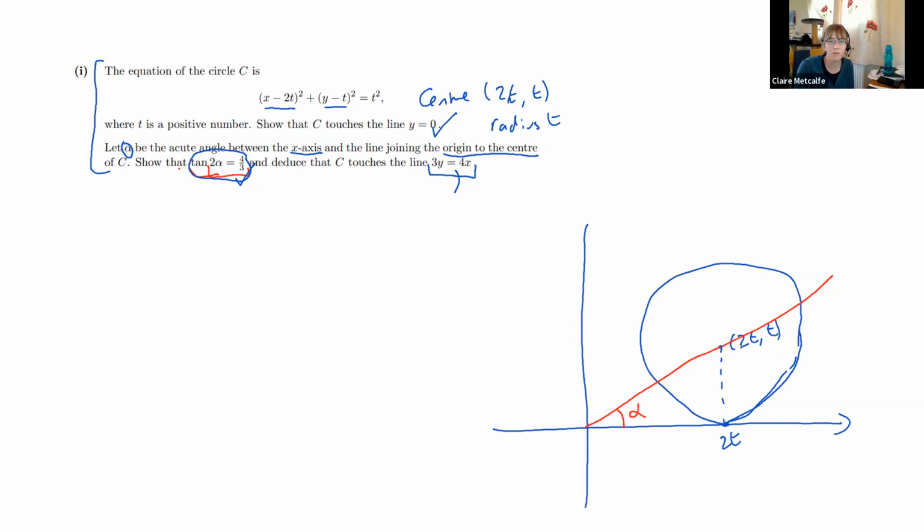I'm trying to draw and I keep missing the button. If we reflect this in this line, we get another line up here, which will also just touch, and this angle will also be alpha. So you can, if you like, talk about circle theorems, but basically by symmetry, that will be how you find the other line. So I'll just put by symmetry.